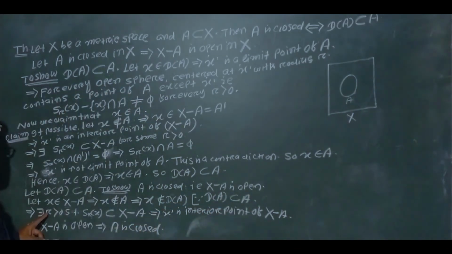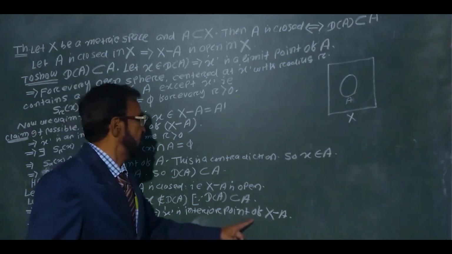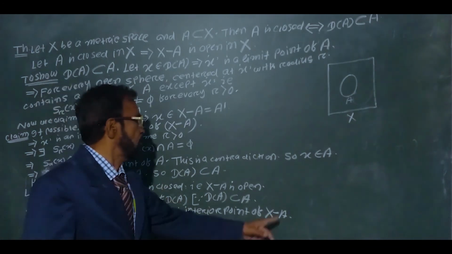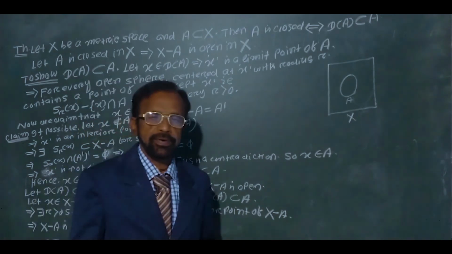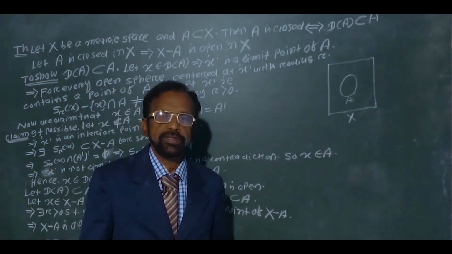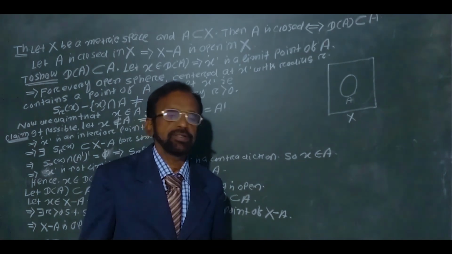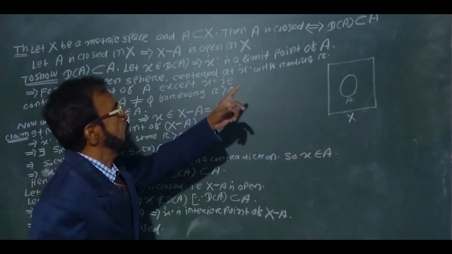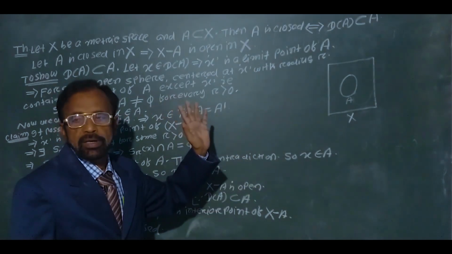So there must exist r greater than 0 such that S_r(x) is a subset of X minus A, which implies x is an interior point of X minus A. Since x is an arbitrary point of X minus A, every point of X minus A is an interior point. By definition of open set, X minus A is open in X, which implies A is closed in X. That means A is closed if and only if dA is a subset of A, that is, A contains all its limit points.